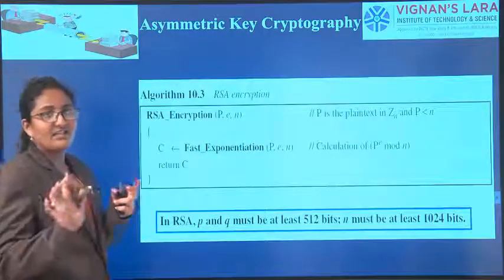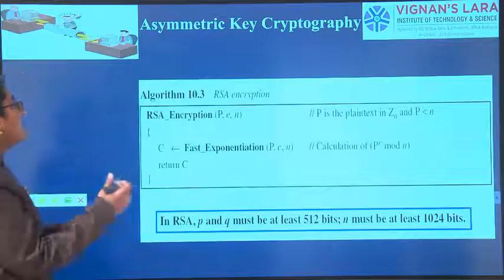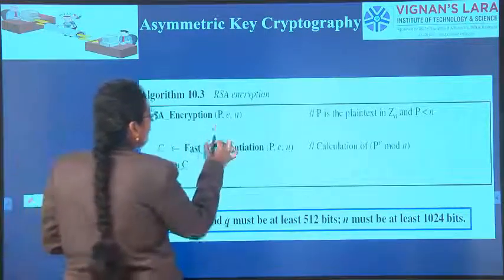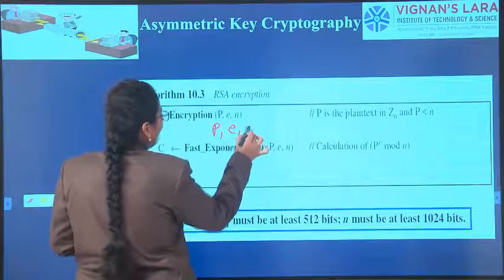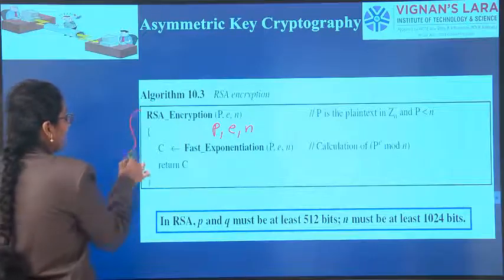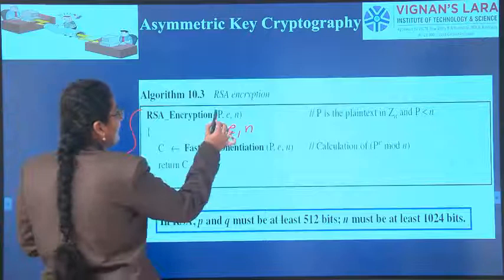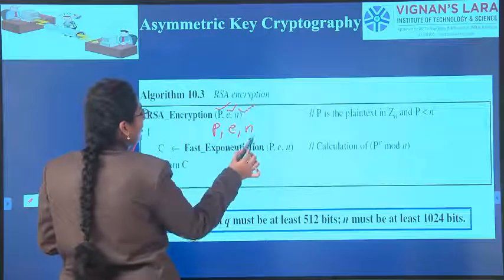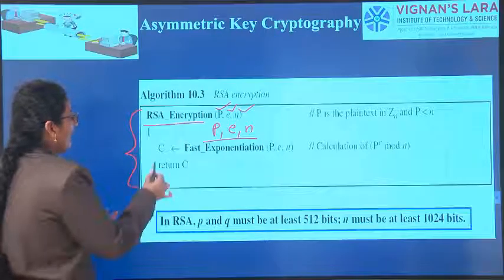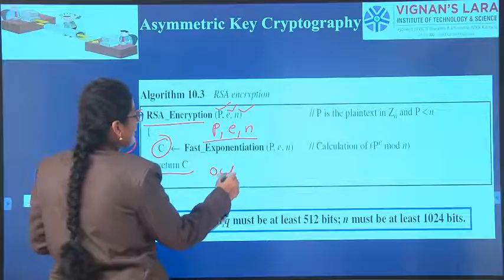First step is key generation, you know. Second step is encryption. Third step is decryption. So what is happening in RSA encryption? For encryption you need plain text, E value, N value. These are the parameters in RSA encryption. So this is the algorithm for RSA encryption. P, E, N are passed as parameters. Then what we have to calculate? We have to calculate the C value. Return C in the sense we are returning C as output.